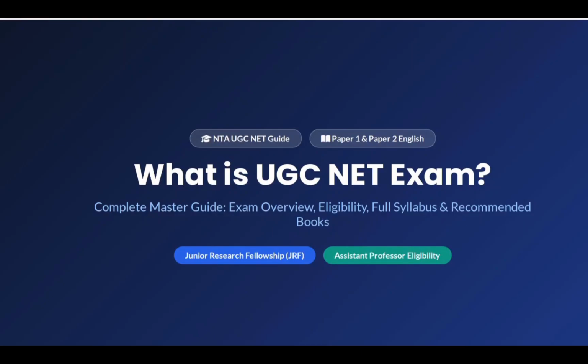So I am Anubha Sharma, your UGC NET mentor, and today I am going to share with you all my own experience, and I'm also going to share my whole book list and strategy so that you can qualify this examination. So if you are completely new to UGC NET English and you don't know what this examination is, what its pattern is, who can apply and what the syllabus is, which books you should read and how to prepare, then this video is completely for you.